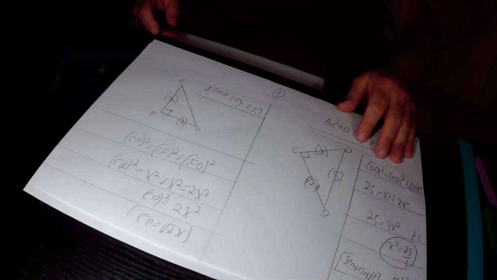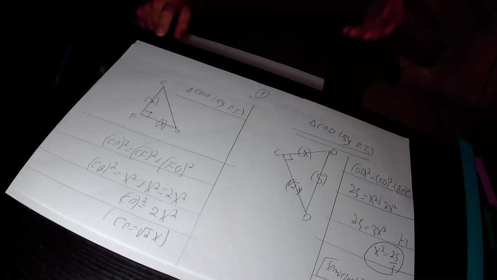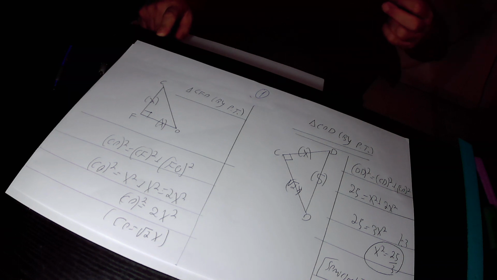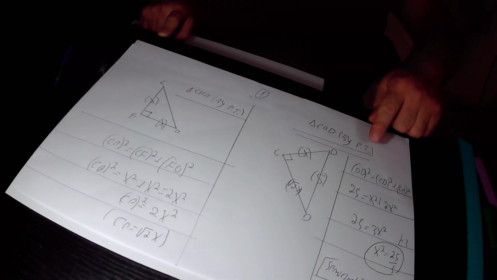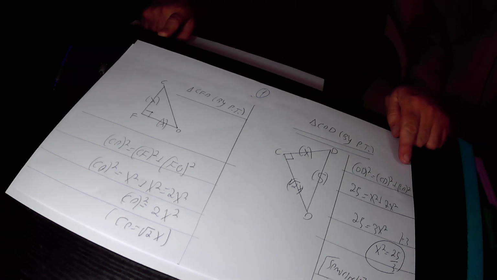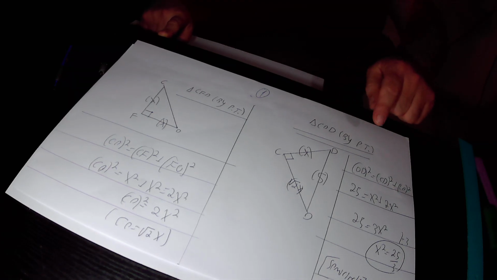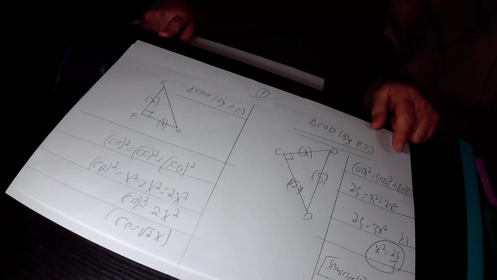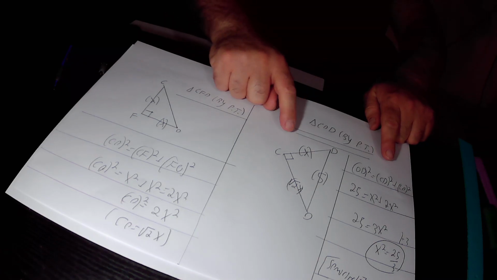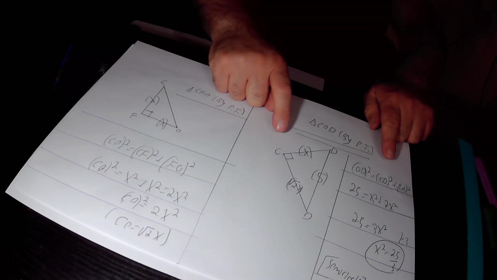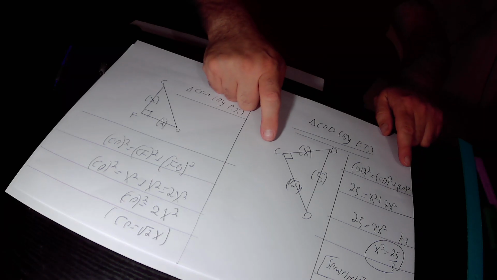Again, this is the right triangle CDO. According to the Pythagoras theorem, in this right triangle CDO, DO square equals CD square plus CO square. DO is 5, therefore DO square is 5 square, that is 25, and it equals CD square. CD is x, therefore CD square is x square, plus CO square. CO is equal to square root of 2 times x, therefore CO square is 2x square.